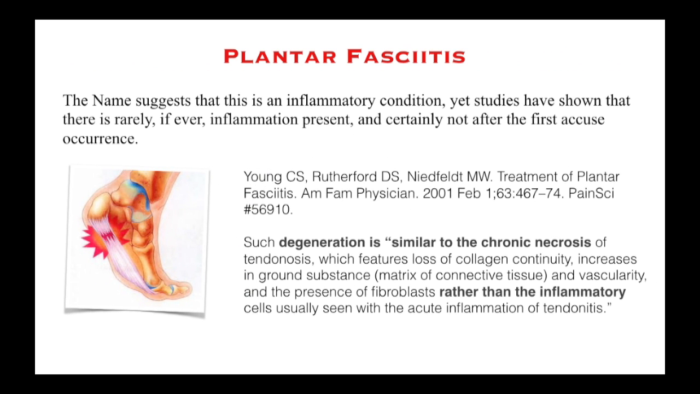Such degeneration is similar to chronic necrosis. So this is like cell death that we see in tendinosis, which features loss of collagen continuity, so a breakdown in the collagen fibers, and an increase in the ground substance or the fluid in the area. This is the matrix of the connective tissue. And an increase in vascularity and the presence of fibroblasts. Fibroblasts, remember, are fiber builders, rather than the inflammatory cells usually seen with acute inflammatory conditions like tendinitis.